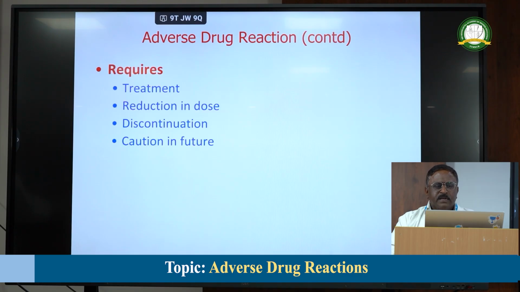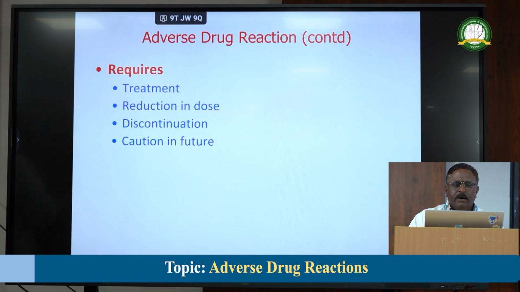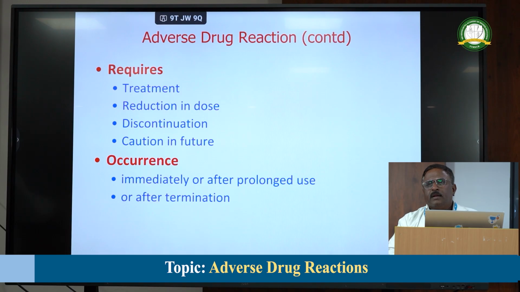So, an adverse drug reaction requires treatment, whether we have to stop the treatment, reduce the dose, or exercise caution in the future use of the drug. The reaction may occur immediately or after a prolonged period of time, or it may even occur after stopping the medication.